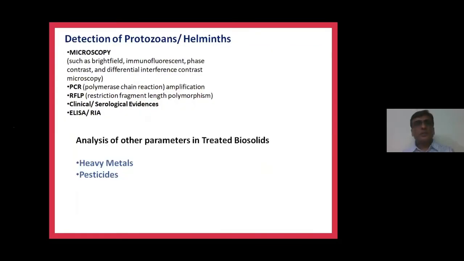Of course, for protozoans and helminths, similar kinds of methods do exist. And heavy metals and pesticides need more advanced instruments like GC and ICP-MS. So these are some of the basic parameters and some of the procedures based on which these can be analyzed.